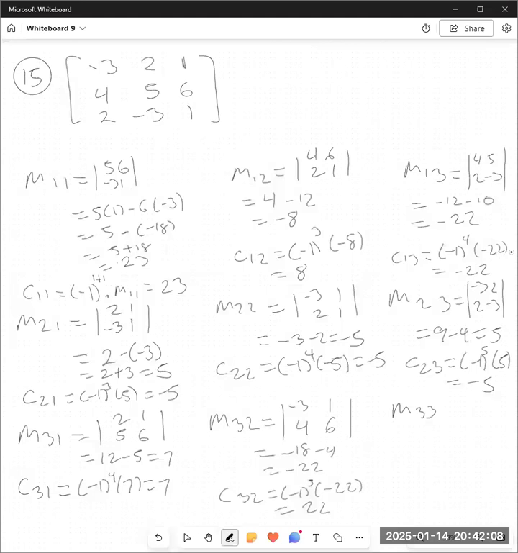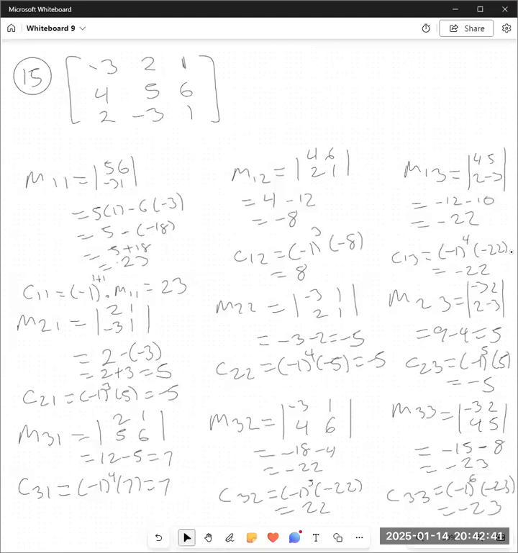Then M33, we eliminate row 3 and column 3. That's -3 times 2 minus 4 times 5, which is -15 minus 8, a -23, making C33 equal to -1 to the sixth times -23, which is -23.